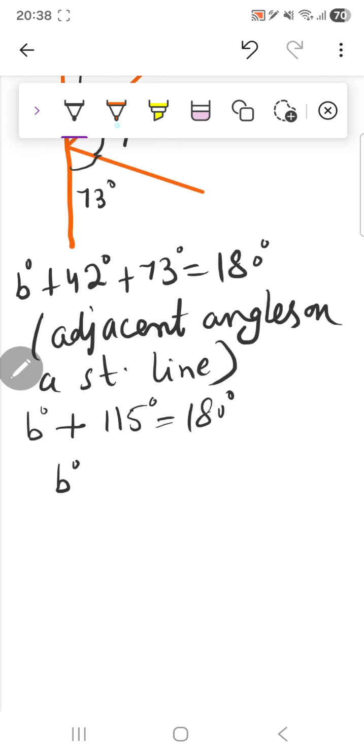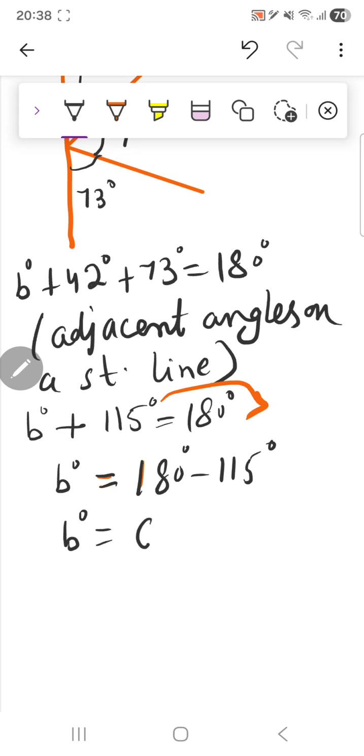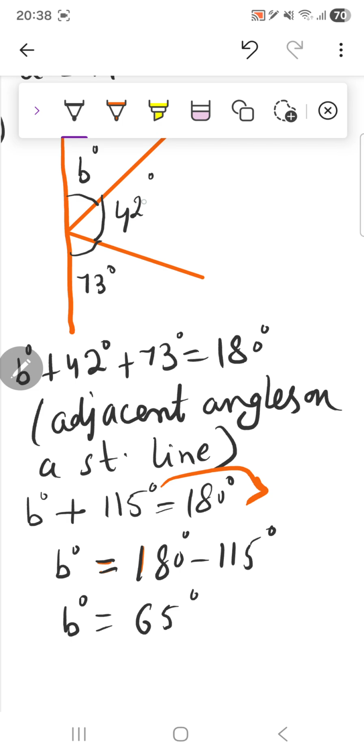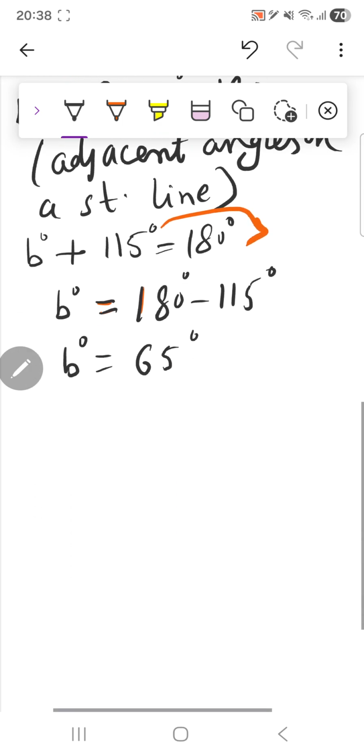Now as you know, you will bring this 115 to the right side and the sign will be changed. It's plus, over there it will become minus. So B equals 65 degrees. Again you will add 73, 42 and B is 65, their sum equals 180 degrees. I hope it's clear to you.